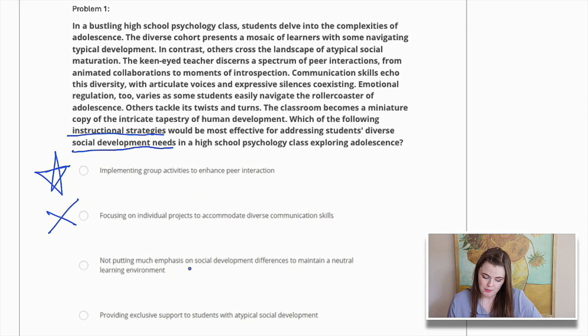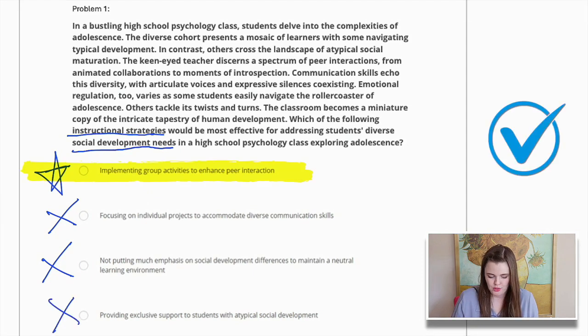Not putting much emphasis on social development differences to maintain a neutral learning environment. Well, this isn't really helping our students develop, so I wouldn't say that that's a good answer choice either. Providing exclusive support to students with atypical social development. Well, even students with typical social development can still benefit from more skills. So I would say that the first answer choice is definitely the best one, implementing group activities to enhance peer interaction.